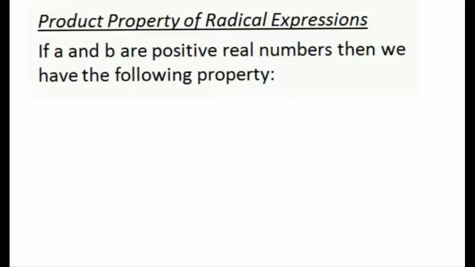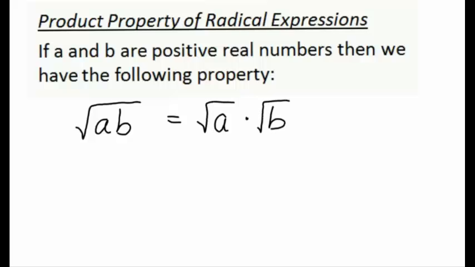Now something we saw earlier was that we have radical expressions that are not in simplest form. So you might wonder, how can we change that radical expression and get it into simplest form? Well, we do that using the following property of radical expressions. If a and b are positive real numbers, then the following thing is true. We have that the square root of a times b is equal to the square root of a times the square root of b.